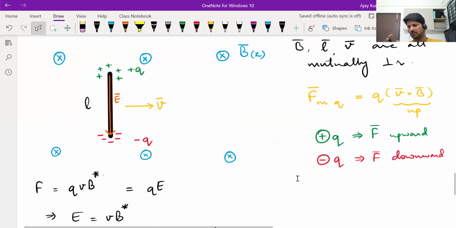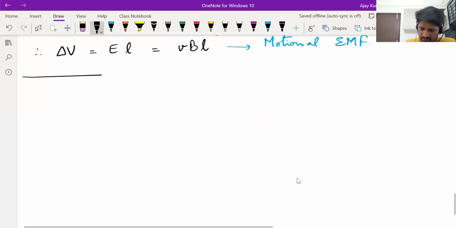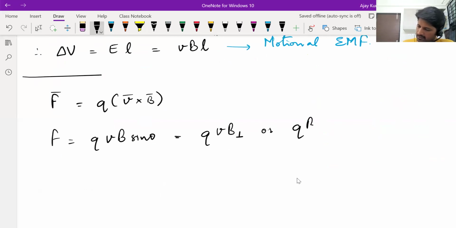Now see, suppose the rod was tilted, or the magnetic field, velocity and length were not all mutually perpendicular. Then you need to take their mutually perpendicular components. For example, we started with the force. The actual formula for force is F equals Q V cross B. Its magnitude becomes QVB sin theta. You can write it as Q into V multiplied by B perpendicular, or as Q into B multiplied by V perpendicular. So take the magnetic field as it is and the component of velocity perpendicular to the magnetic field.